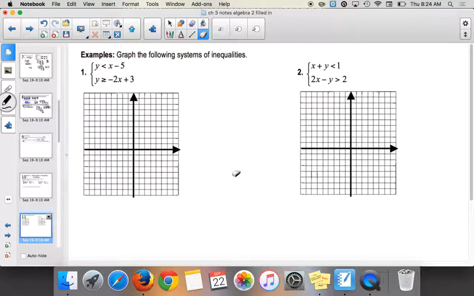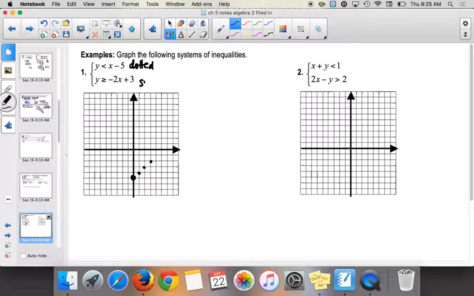So it says graph the following systems of inequalities. If we have y is less than x minus 5, we have a y-intercept of negative 5. So go down 1, 2, 3, 4, 5, and draw our point. And our slope is 1, so we're going to be going upwards. So up 1, right 1, up 1, right 1, and so on. Will this line be dotted or solid? Dotted, don't forget about that.